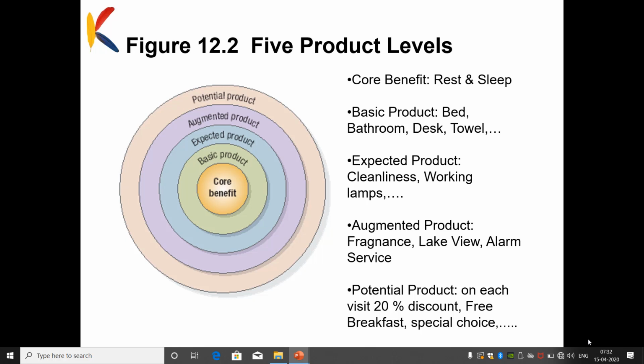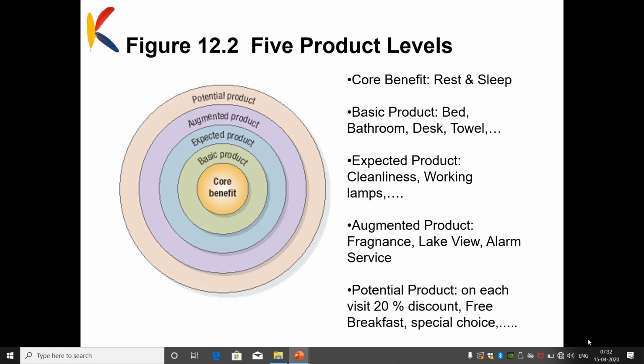Then comes the main thing, the augmented product. Here competitors start differentiating their product as compared to other players, right? For example, if you enter the room and there is a smooth, soothing light fragrance in that particular room, you will be amazed, you will like it. When you open a window or go to a balcony, there is a lake view. Wow, that is again, you will get amazed. So that is called the augmented product.